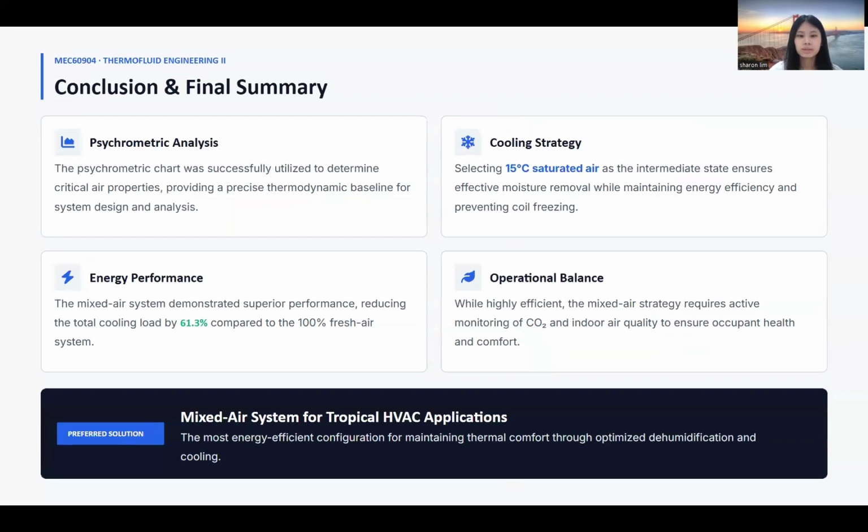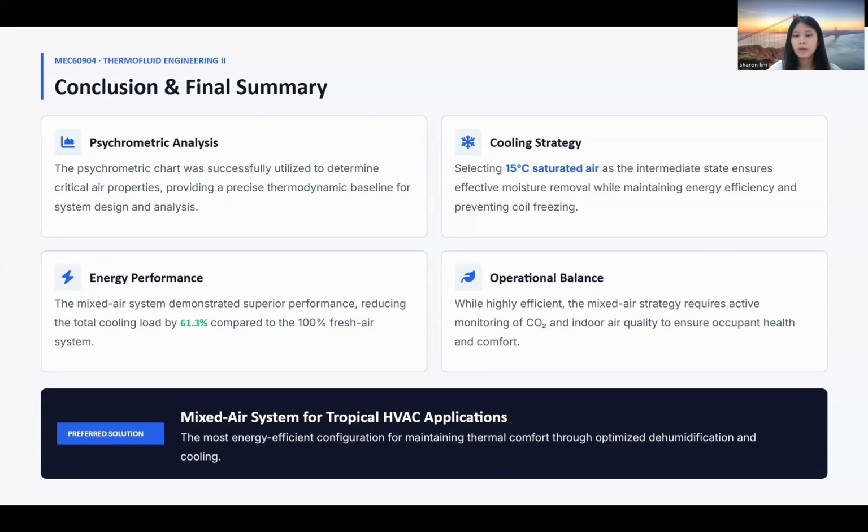In conclusion, the project demonstrates that psychrometric analysis is an effective tool for designing HVAC systems in tropical climates. The psychrometric chart was successfully used to determine the air properties and evaluate the cooling and dehumidification process. And the selected intermediate state of 15 degrees Celsius saturated air provides effective moisture removal while maintaining safe and efficient cooling coil operation. The comparison between the two systems shows that the mixed air strategy provides much better energy performance than the 100% fresh air system.